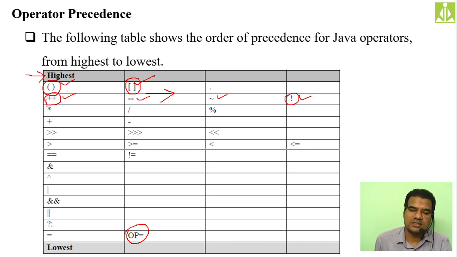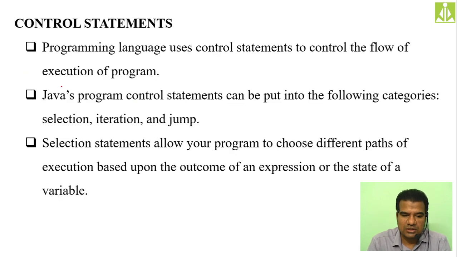Always, the operators which are coming near to this highest mark inside the table will be evaluated first. Because these parentheses are very near to the highest, they will be evaluated first, and then this increment operator, then this star, likewise. Remember this. So this is operator precedence.